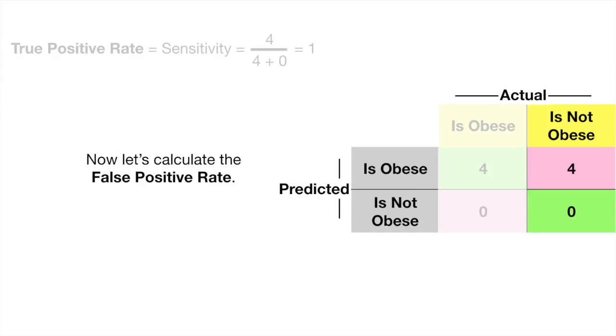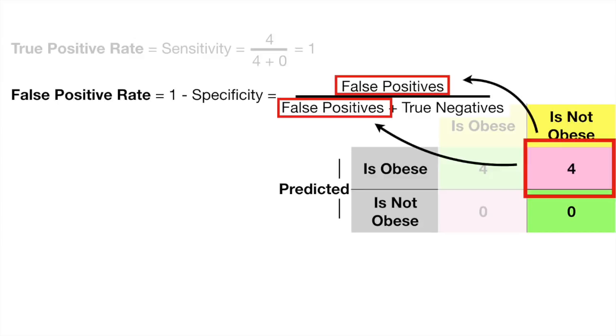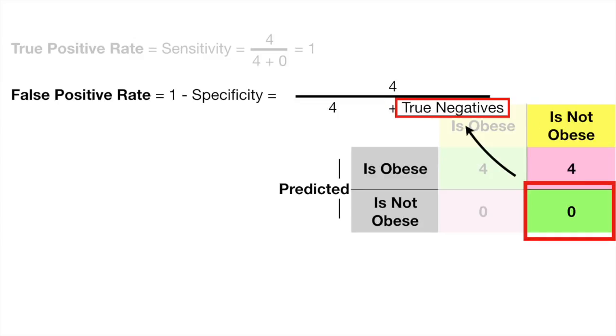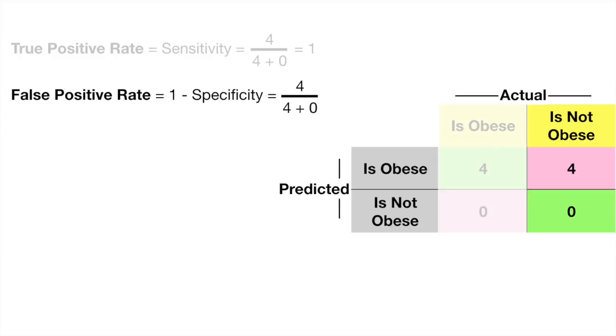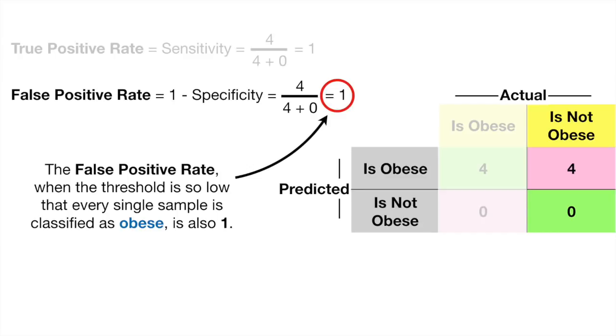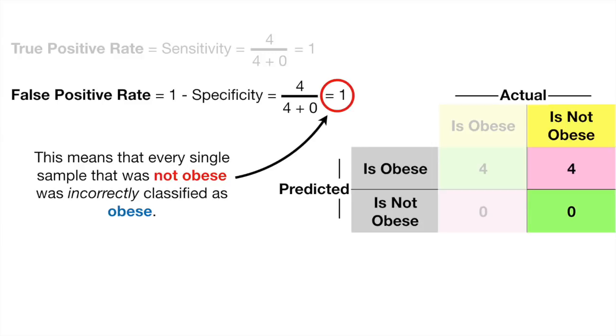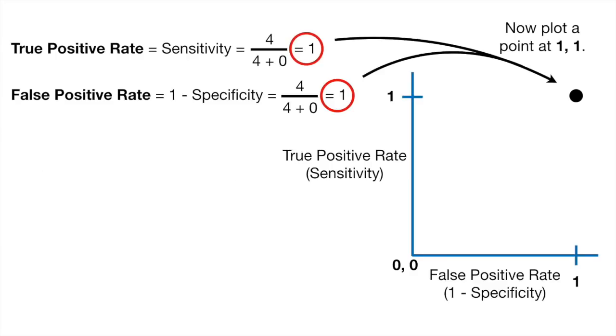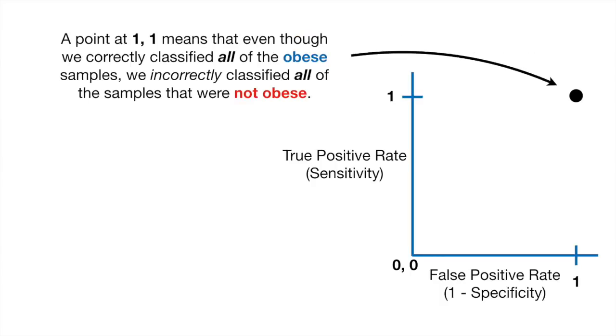Now let's calculate the false positive rate. There were 4 false positives in the confusion matrix, and there were 0 true negatives. Doing the math gives us 1. The false positive rate, when the threshold is so low that every single sample is classified as obese, is also 1. This means that every single sample that was not obese was incorrectly classified as obese. Now plot a point at 1, 1. A point at 1, 1 means that even though we correctly classified all of the obese samples, we incorrectly classified all of the samples that were not obese.